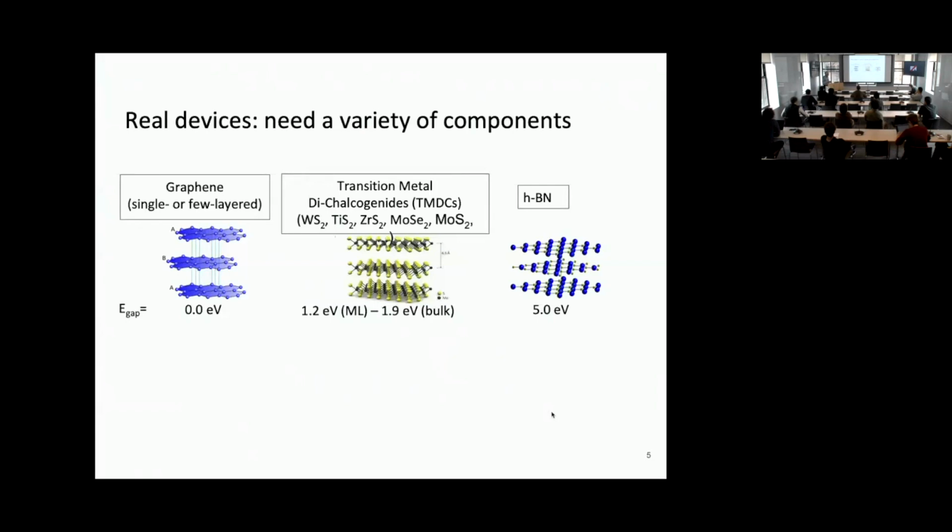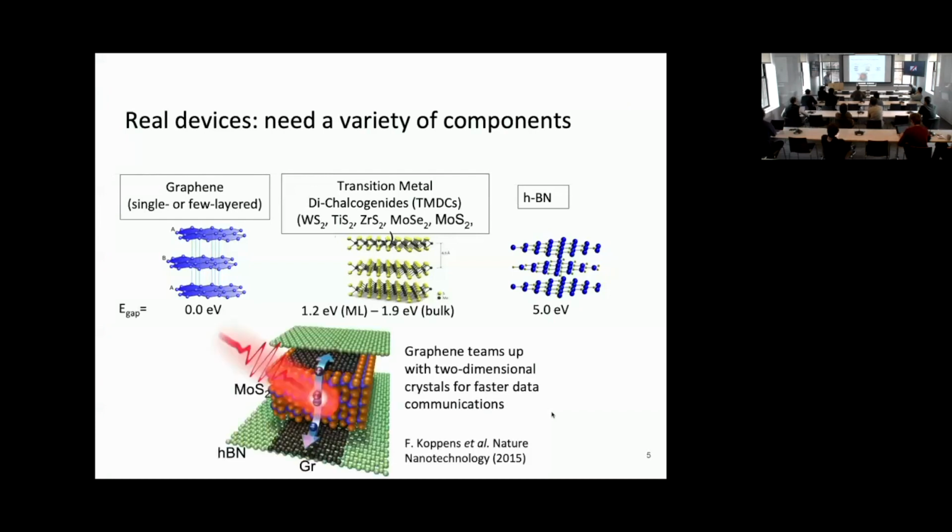And there's also an excellent insulator, hexagonal boron nitride, with a very large band gap. And indeed, people have already been producing several types of devices. Here's an early example of this. This is molybdenum disulfide, one of the semiconductors. You shine light, you produce carriers, you excite carriers. Those can be transported away by the metal, graphene, and the whole thing is in an insulating environment. So this is a very interesting arrangement for faster data communications, from the group of Frank Koppens.